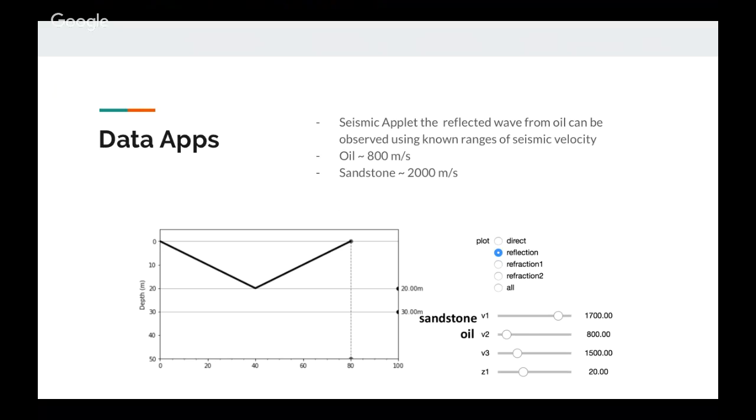scenarios based on the expected seismic velocities for oil-bearing layers versus sandstones, because we expect the oil-bearing layer to be bounded by a sandstone. So again, based on the site specifics, you can get an idea of what the return times are going to be for the reflected waves.